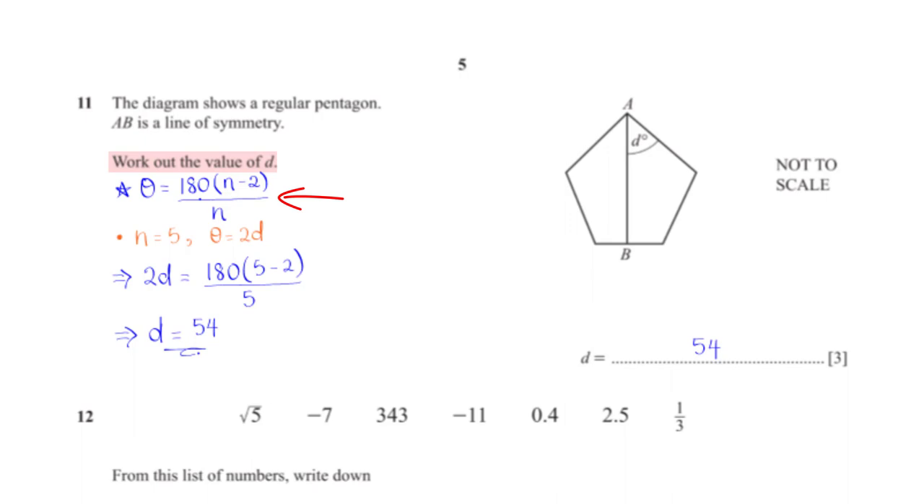Theta, which represents the size of one of the interior angles, is equal to 2 times d. Because remember that AB is a line of symmetry, and so if we've been given 1/2 of the angle as d, then it means that the other half is also equal to d. And so this gives us 2d is equal to 180 times 5 minus 2 divided by 5. And this simplifies to give us the value of D as equal to 54.